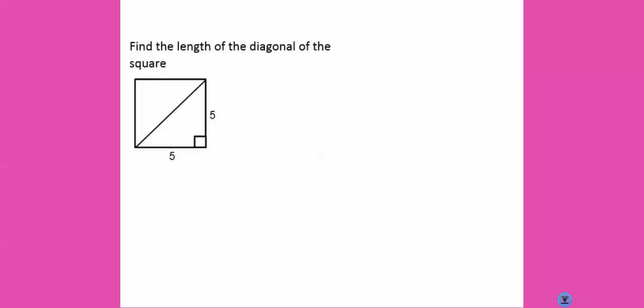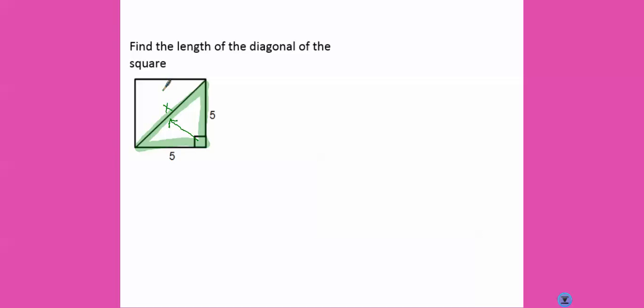This one's a little different, but it's the same idea. Find the length of the diagonal of the square. So it wants to know from here to here, and I'm going to label that x. So all it's saying is do the Pythagorean theorem with this triangle here. We don't have to worry about the other half of the square.